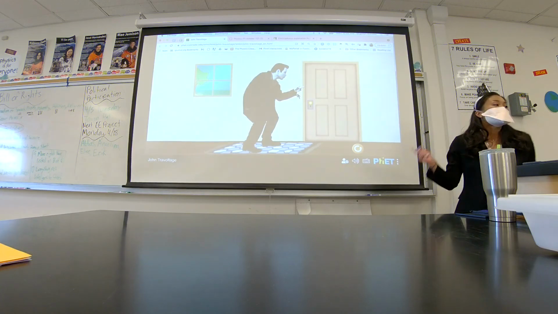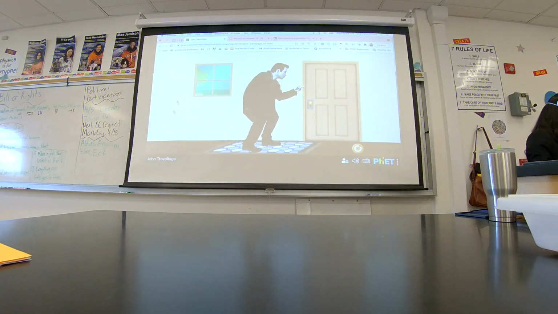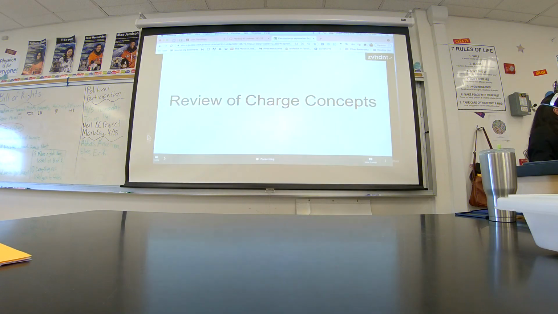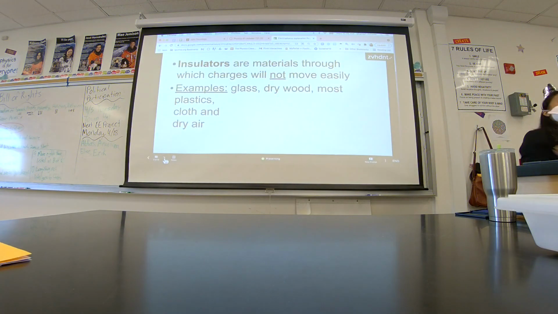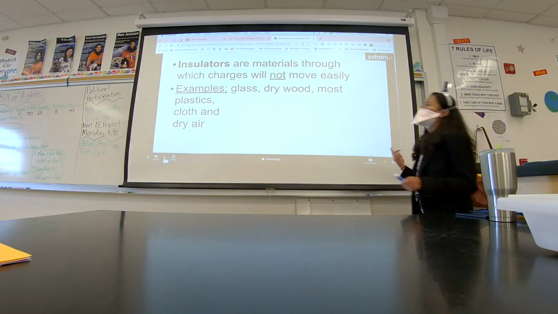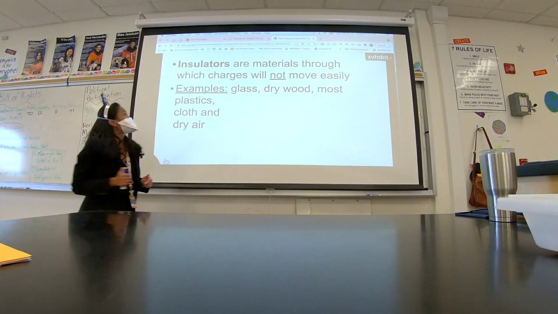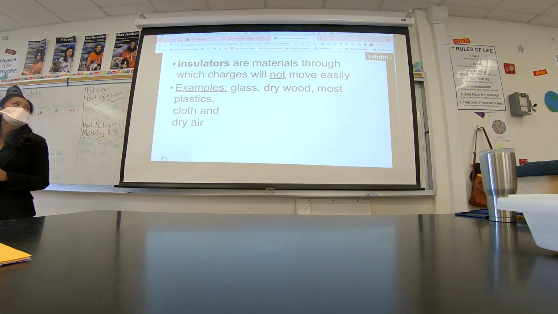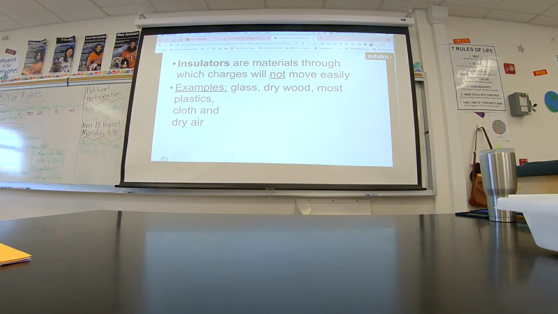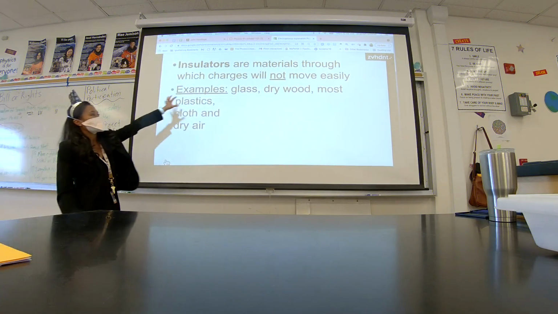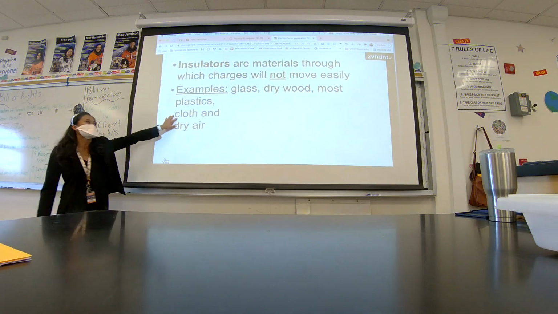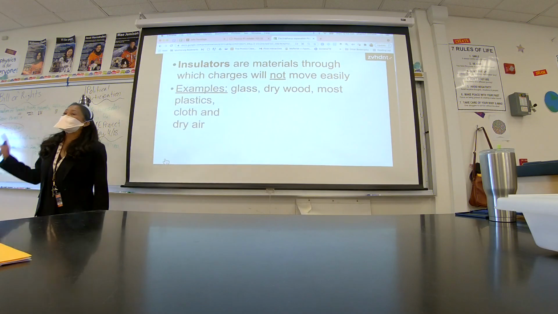Okay, so I want to do a little bit of introduction before we get into our lab, which is a review of the concepts we learned last class. First, insulators, as we stated, are the materials where charges are not able to move through easily. So you've got glass, dry wood, most plastics, cloth, and dry air.